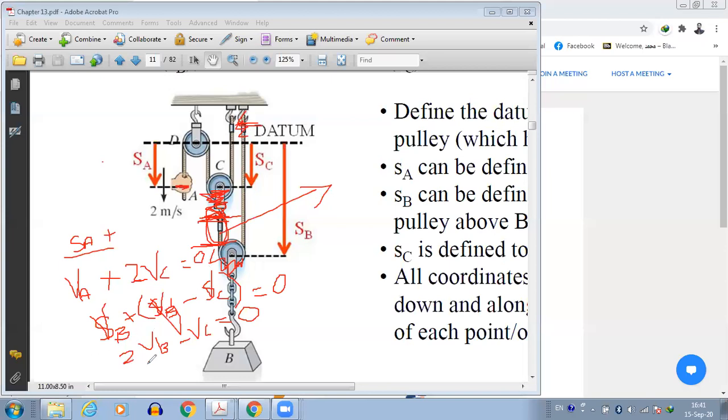So this becomes 2VB minus VC equals to 0. Do you understand this equation? This is the equation for the second rope. This was the equation for the first rope. Is it clear or not?